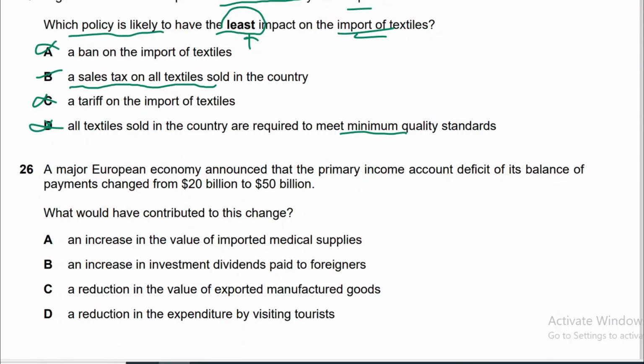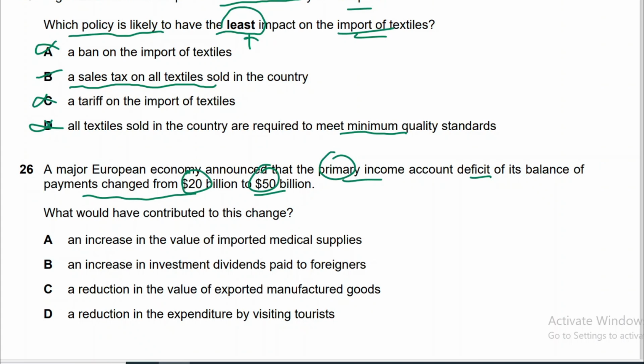Question number 26 is: a major European economy announced that the primary income account deficit of its balance of payments changed from 20 billion to 50 billion. Like, the primary income account has been in deficit and this deficit has further increased. What would have contributed to this change?